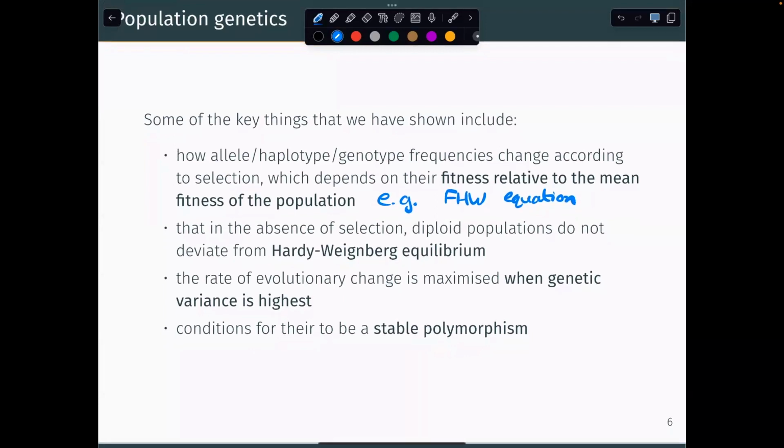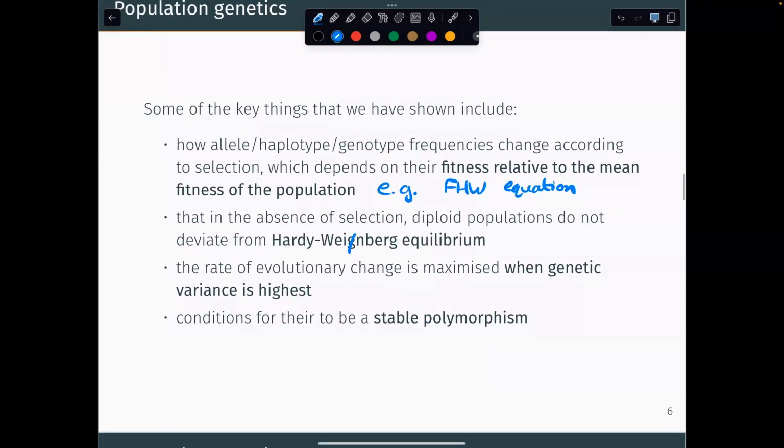We also learned, I mentioned this already, Hardy-Weinberg equilibrium. I've misspelled Weinberg. In the absence of selection, diploid populations do not deviate from this. We also learned about the rate of evolutionary change being maximized when genetic variance is highest. We kind of skipped over this a little bit, but it turns out to be something that's quite profound.